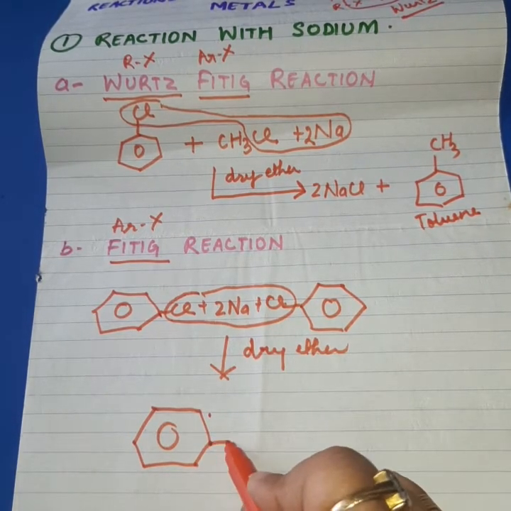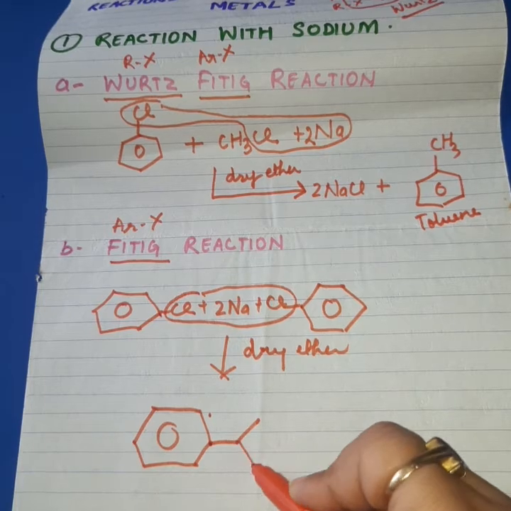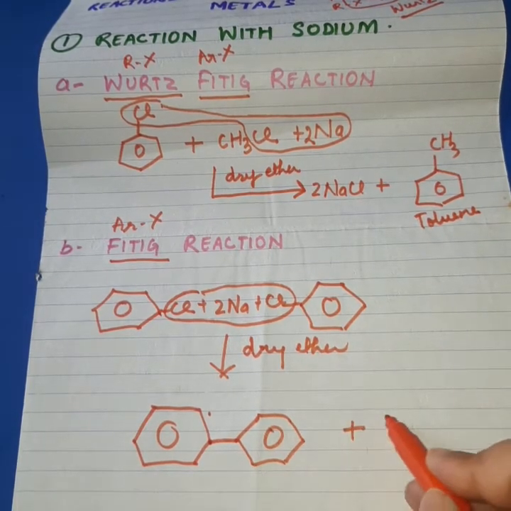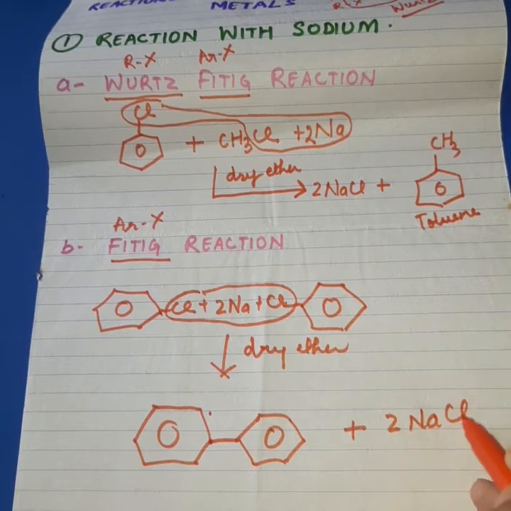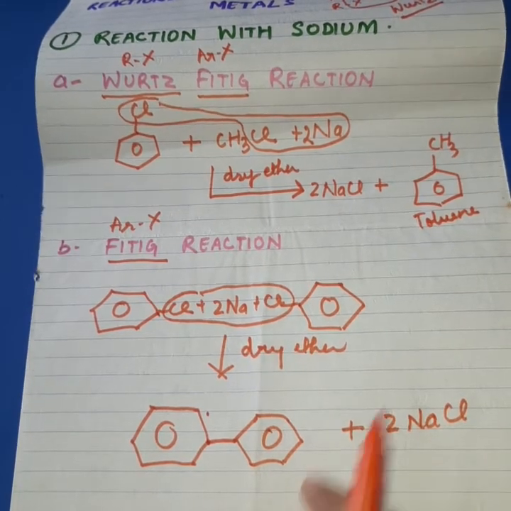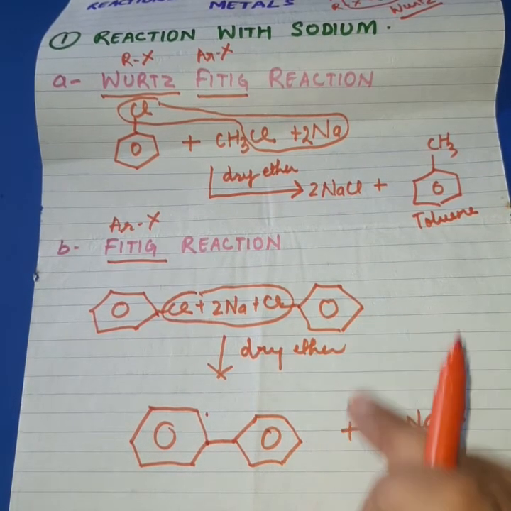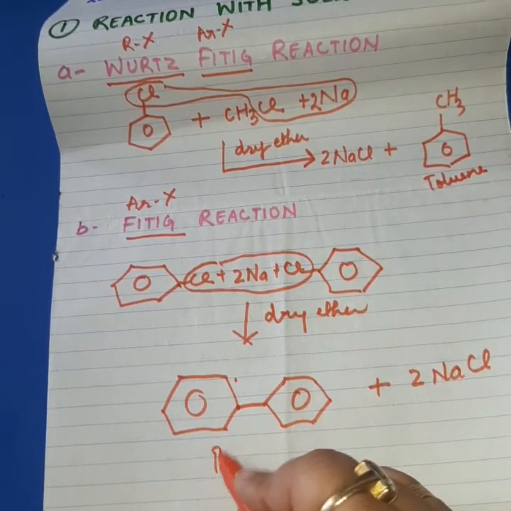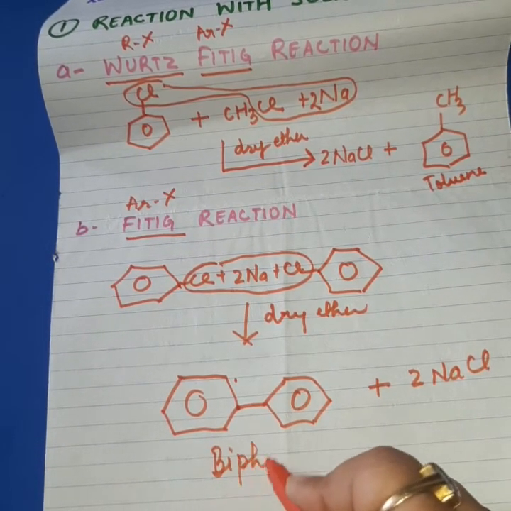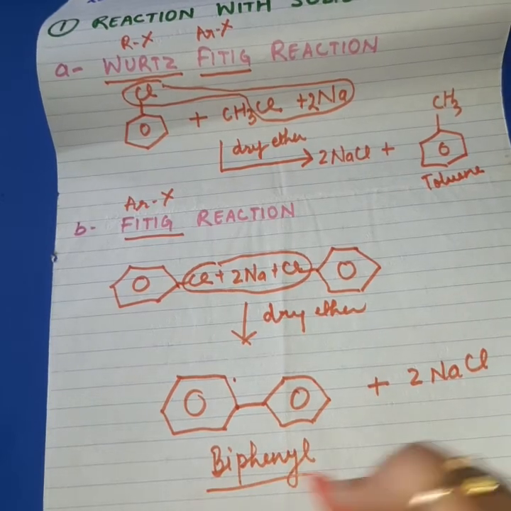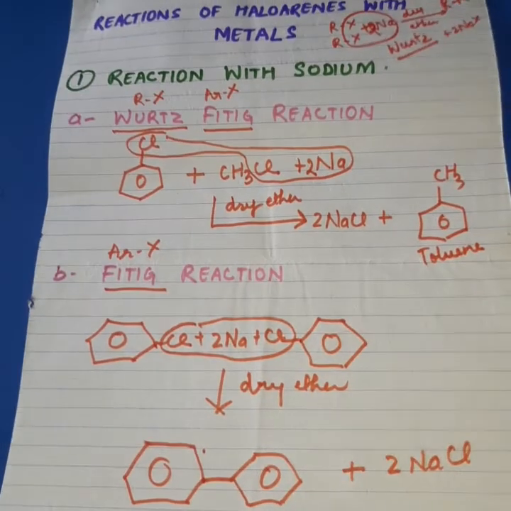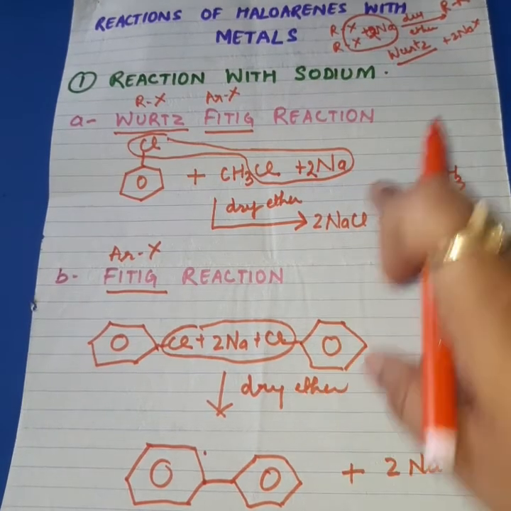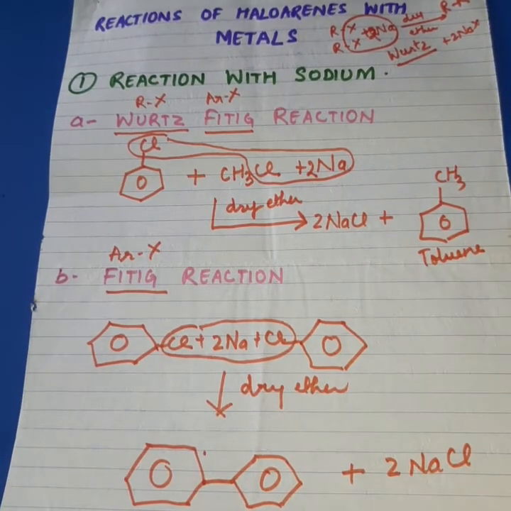The byproduct is 2NaCl. It is a hydrocarbon only; here halogen derivatives have converted into hydrocarbon. The name of this compound is biphenyl. I hope the Fittig reaction is clear to all of you, and how Wood's Fittig and Wood's reaction are different from each other. I hope this concept is clear to all of you.